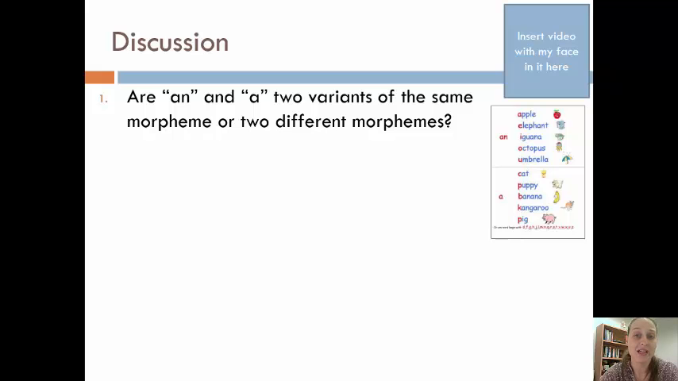If you agree that they are actually the same morpheme but represent two variants, you would be right. Because if you look at the way that they're used in similar ways. It's just that un is used for words that begin with vowels, in is used for words that begin with consonants. But their role and their meaning is the same. They're both used to introduce nouns.